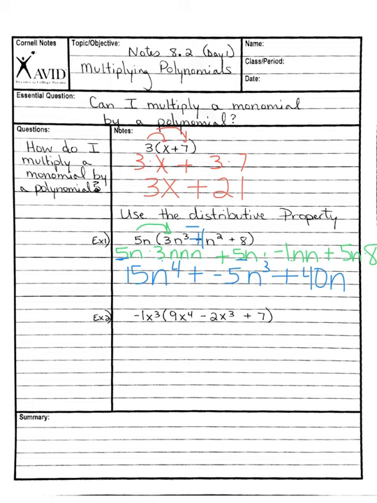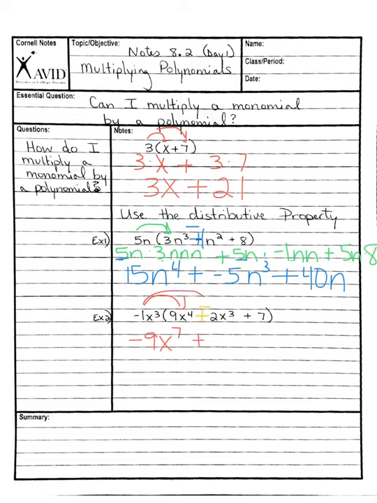Let's look at one last problem here. Again, I would be changing all my subtraction to add the opposite. We want to distribute the negative 1x cubed to everything inside the parentheses. Apply the distributive property. So this would be a negative 1 times 9, which would be just a negative 9. And the x3 and x4 is going to give us 7 x's, so x to the 7th power.